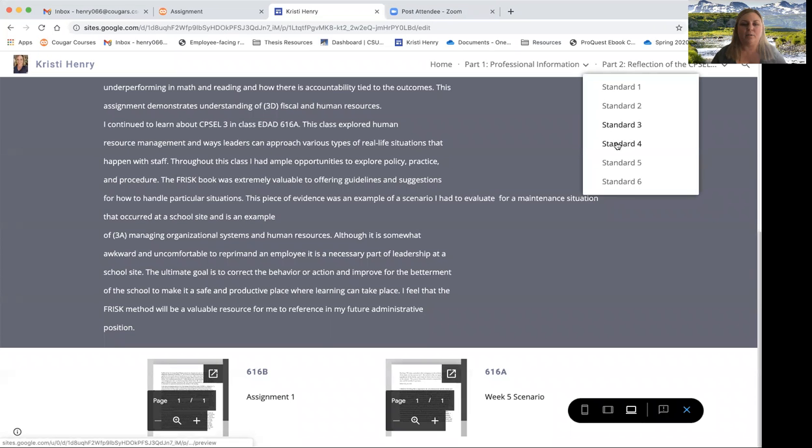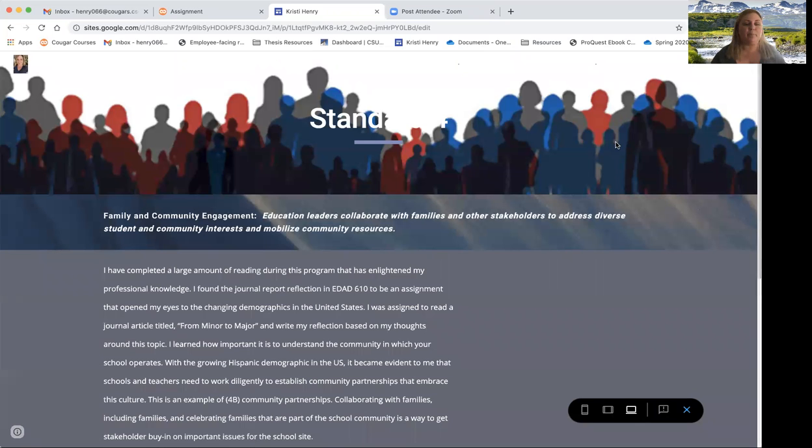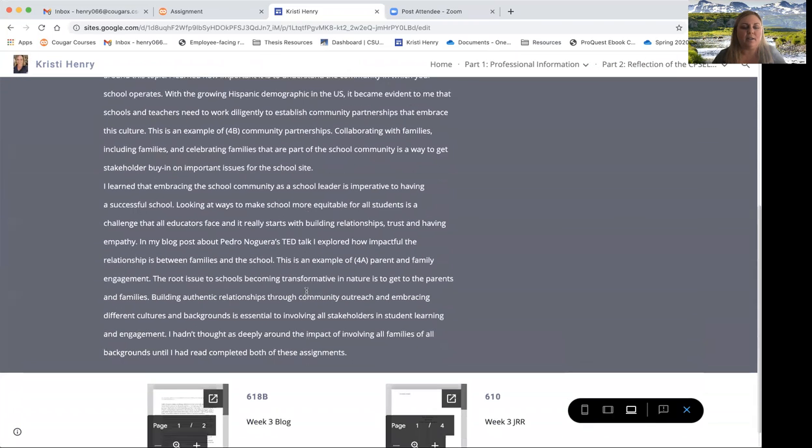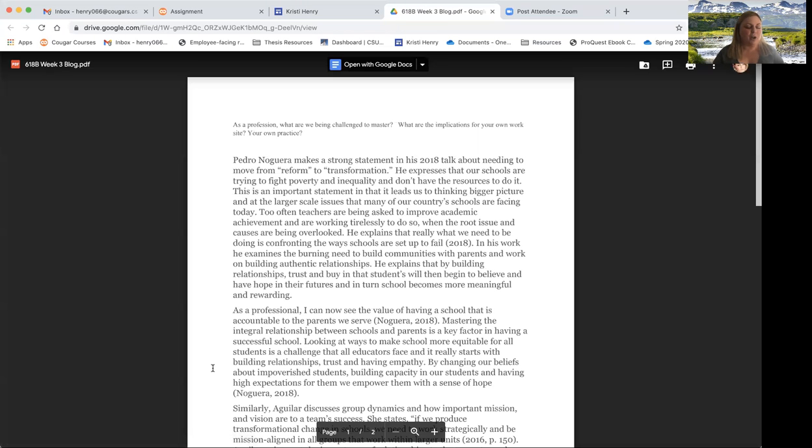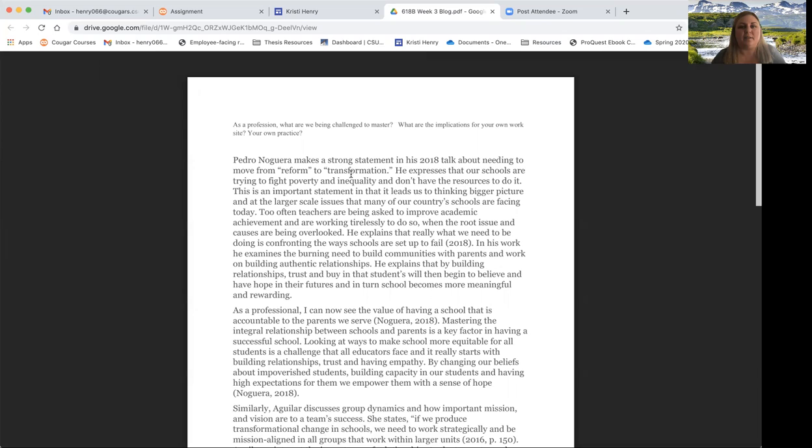All right, moving on to capsule 4, family and community engagement. I have my reflection here and my two artifacts. The first is from 618B. It's the week 3 blog that I wrote. Looking at ways to make schools more equitable for all students is a challenge that all educators face. And it really starts with building relationships, trust, and having empathy. In my blog post about Pedro Noguera's TED Talk, I explored how impactful the relationship is between families and the school. This is an example of 4A, parent and family engagement.